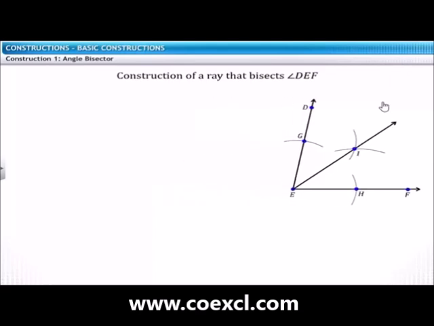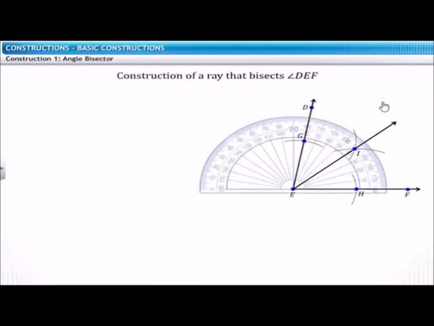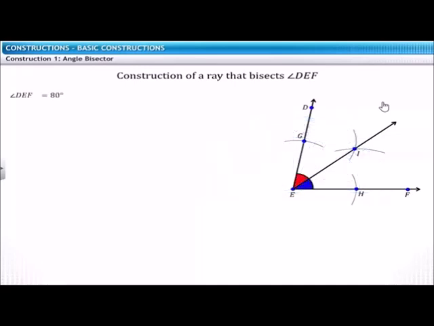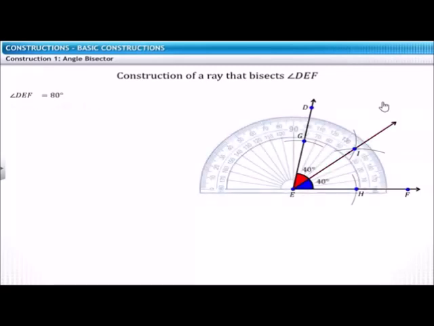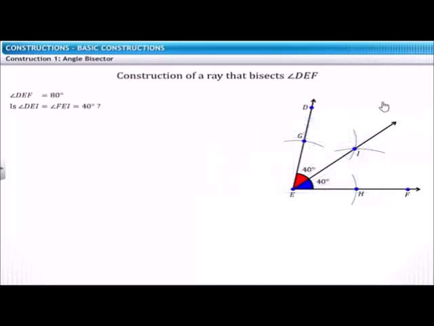Let's verify this statement. On measuring angle DEF, we find that it is 80 degrees. So the two angles, DEI and FEI, formed by the ray EI should measure 40 degrees. Let's check this. Yes, each angle is 40 degrees. Hence, ray EI is indeed a bisector of angle DEF. We have successfully drawn and verified the construction.